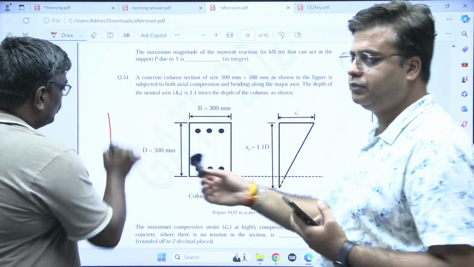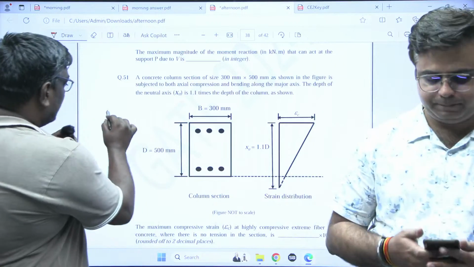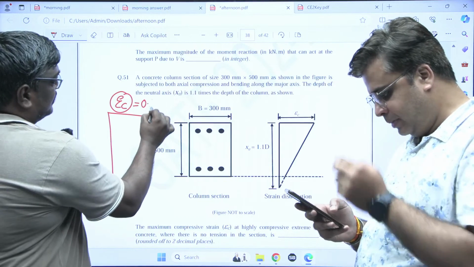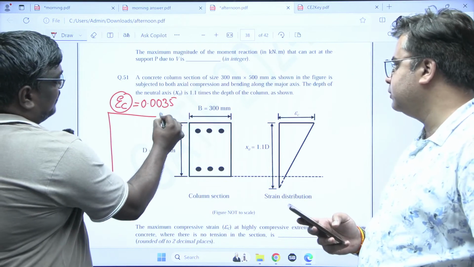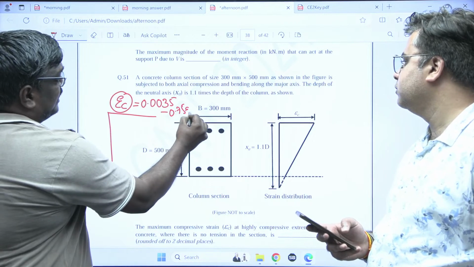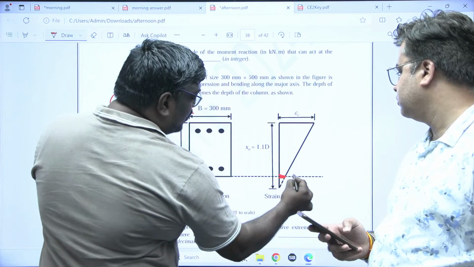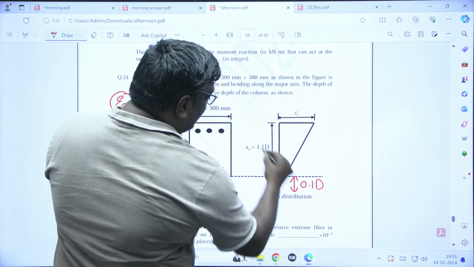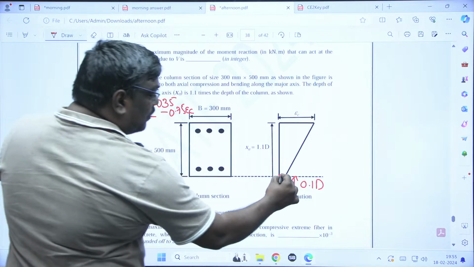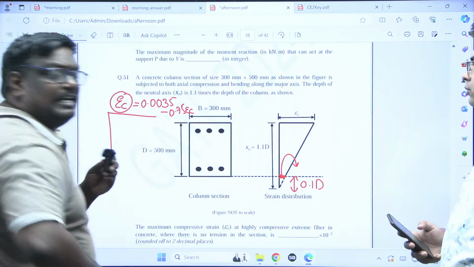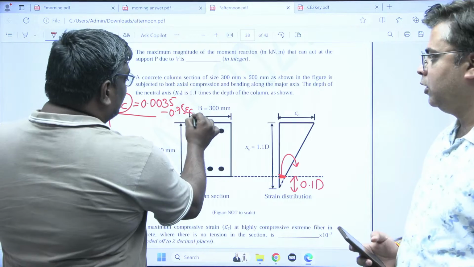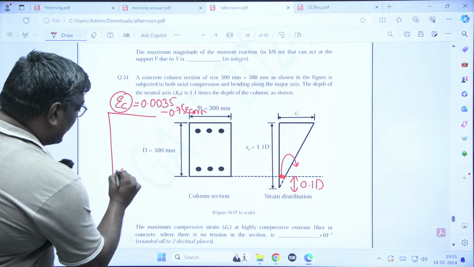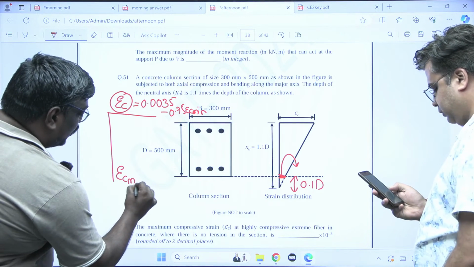Here we have the strain at the topmost fiber. It will be taken as 0.0035 minus 0.7 times the strain at the minimum. That means we have to find the strain at this value. Here it will be 0.1 D, and here it will be 1.1 D. Now what is the value we have to calculate? It is EC minimum. Whatever the EC minimum value, we know this equation. Are you getting, my dear students? You can write here the maximum value at top, what is it, sir?